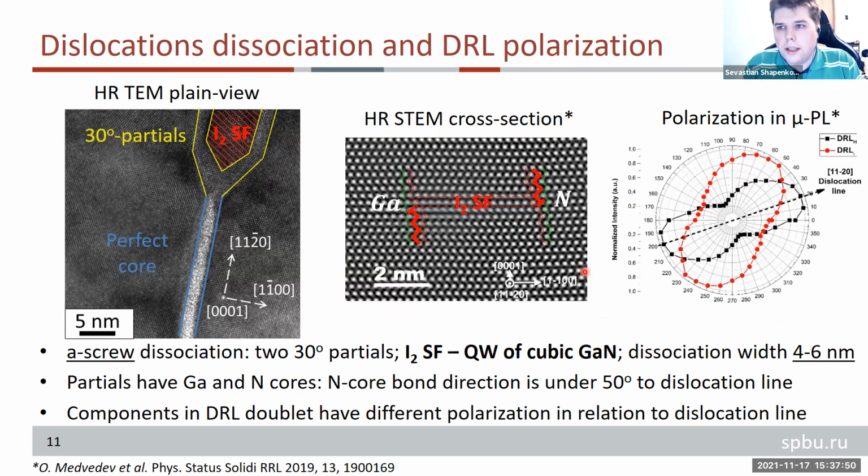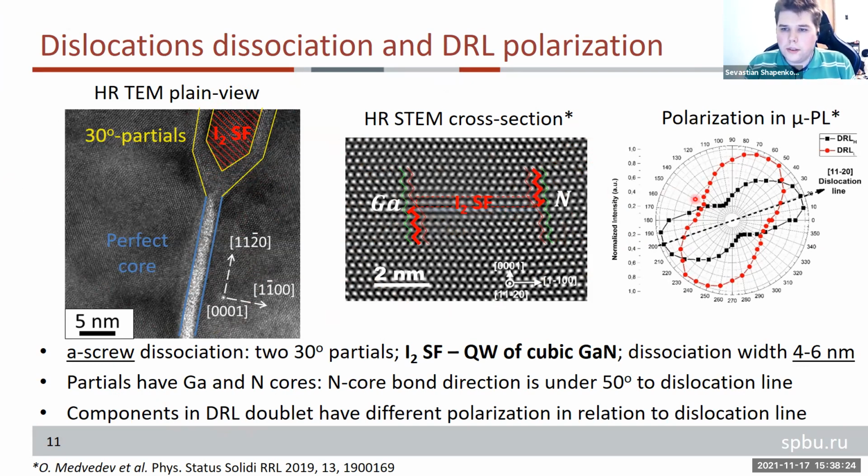So in TEM studies, this assumption was proved. As you can see in this picture, we have a dissociation of the introduced dislocation in gallium nitride with the formation of a stacking fault. Also, in the cross section, it was discovered that these partial dislocations have different atoms in their core. One has a gallium atom in its core, and another one has a nitrogen in its core.